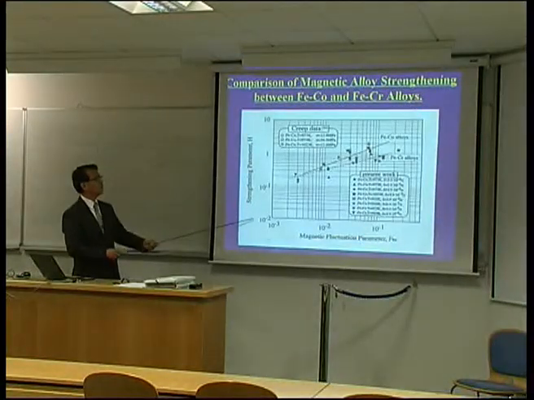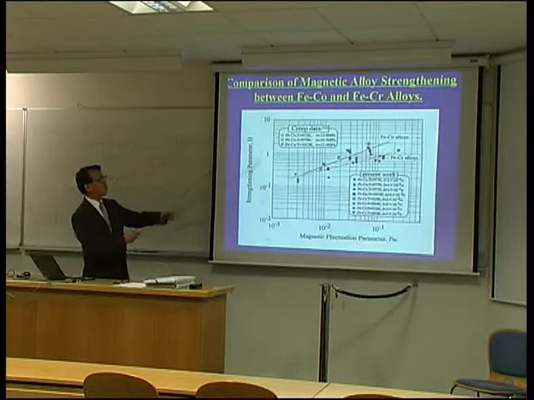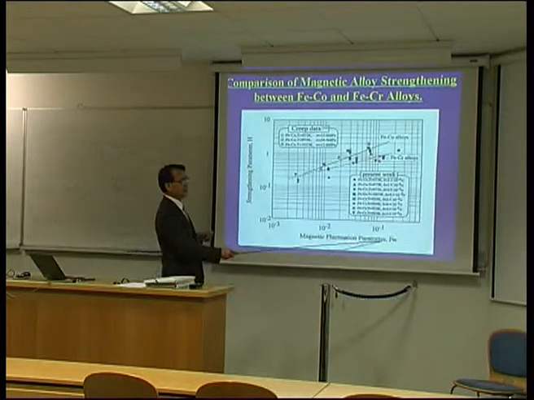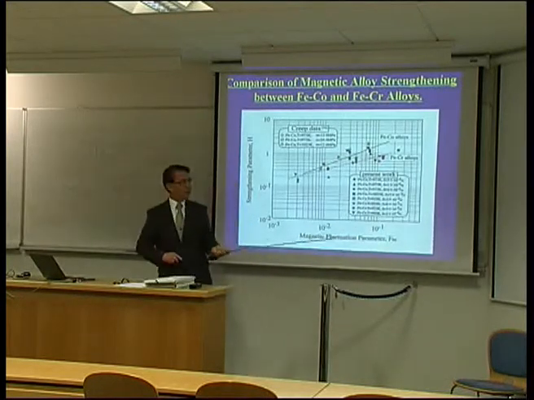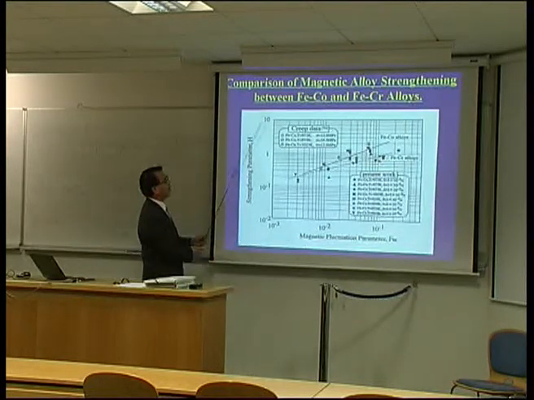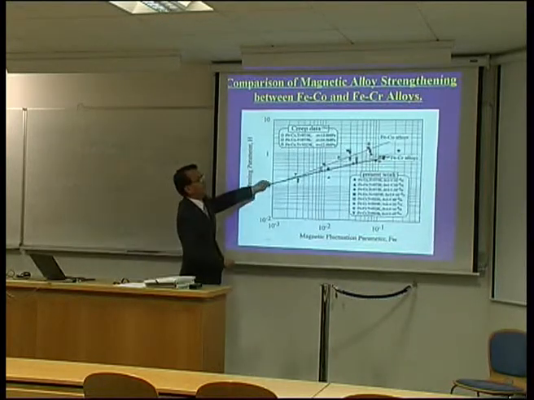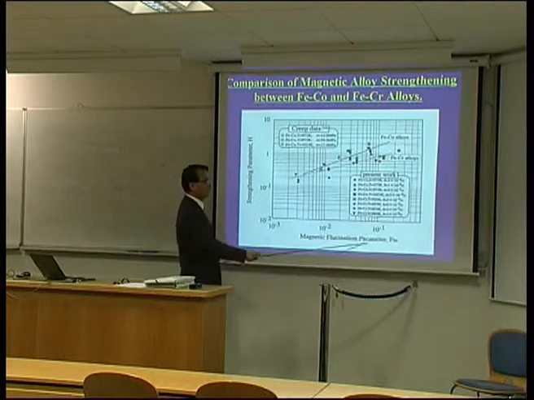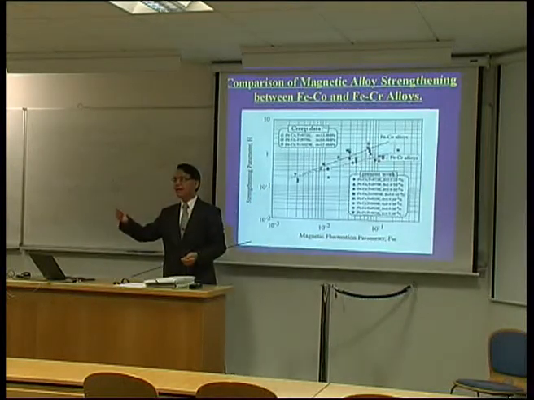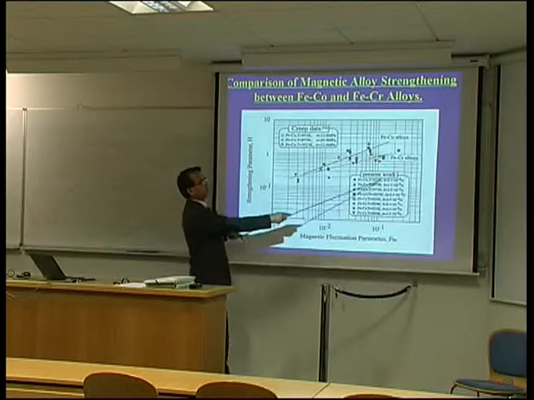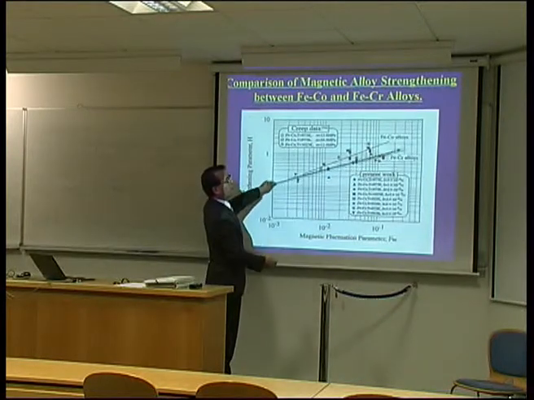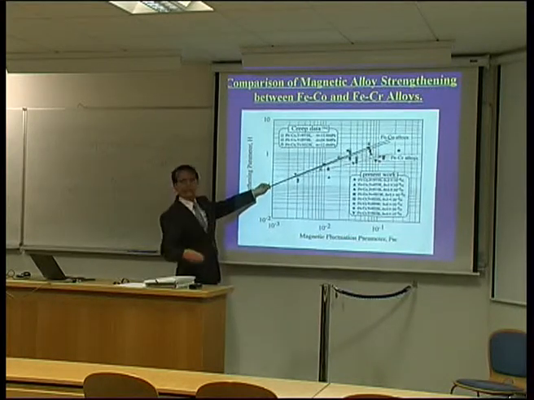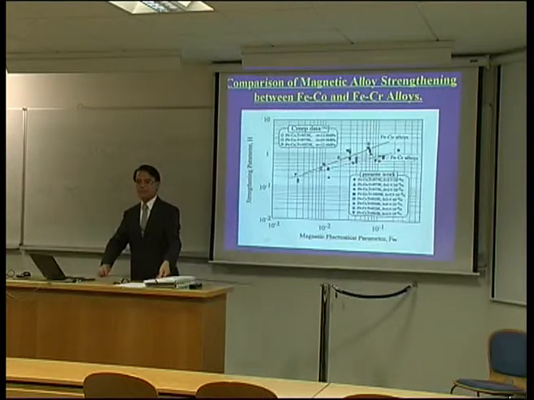So if we plot the strengthening parameter, actually observed from the flow stress, against the magnetic moment of the alloys, there is a very nice relationship for iron-chromium and iron-cobalt alloys, like this. So with increasing magnetic moment of the alloy, we can observe higher alloy strength. But if we compare the iron-chromium and iron-cobalt cases, a higher level of strength was observed.